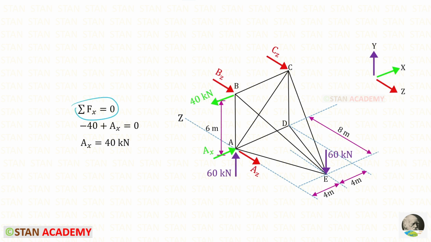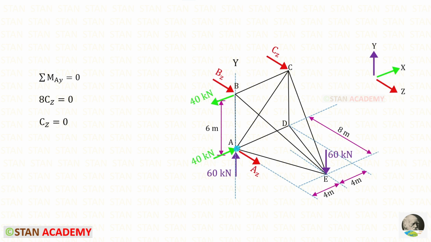Now let us apply this rule and find AX. Let us keep this side as positive and the opposite side as negative. So this one will be negative and this one will be positive. For AX, we will get 40 kilonewton.